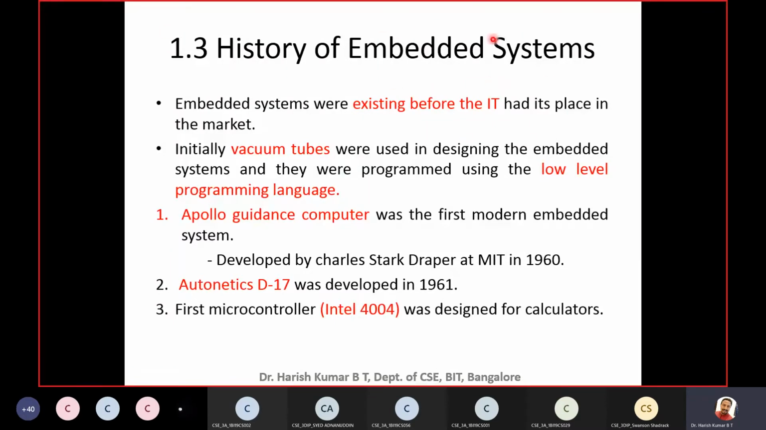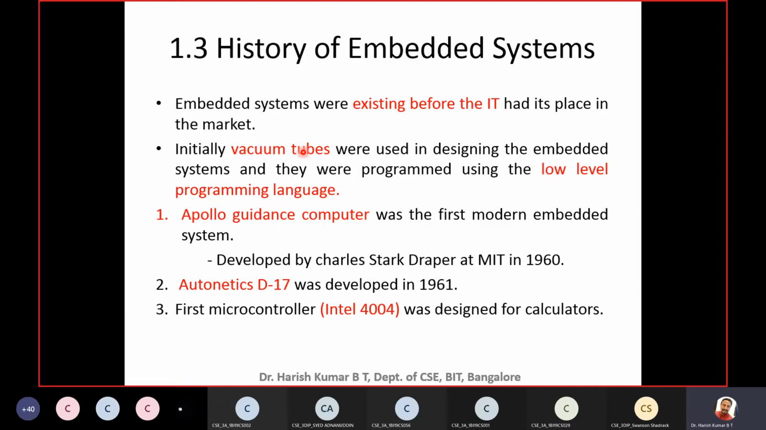Here also, there is a history for the embedded system. Now, when did the embedded system come into the picture? They came into the picture even before IT had its place in the market. Even before information technology came into the picture, embedded systems were there in the market. Initially, what kind of devices were used to manufacture the embedded system? Vacuum tubes. Even the modern computers, when they started in 1945, the majority of the hardware components were vacuum tubes, because there were no transistors and diodes during that time. So the major components of the computer systems were vacuum tubes.